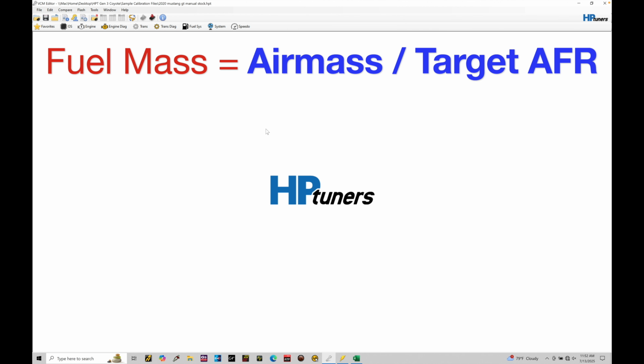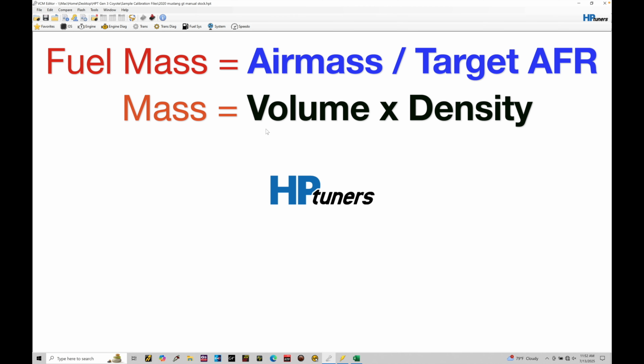Let's break this down a little bit further, because you may not have heard the terms fuel mass or air mass. It's definitely kind of an odd term for most people. If we break this down, we're going to find that mass is equal to volume times density. That's very important. It's a very important concept to understand.